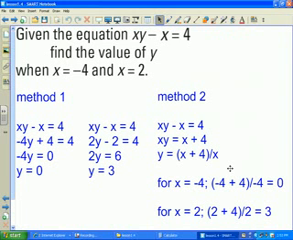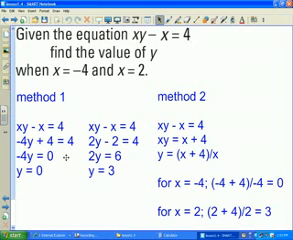So in this example, given the equation xy minus x equals 4, find the value of y when x is negative 4 and when x is 2. So there are two ways to find the value of y when I'm given specific values for x to substitute. One is to take the original equation, substitute the values for x directly into that original equation, and solve for y. The other is to take the original equation and solve for y, and then substitute the values for x.